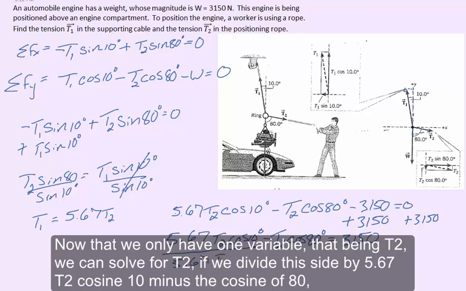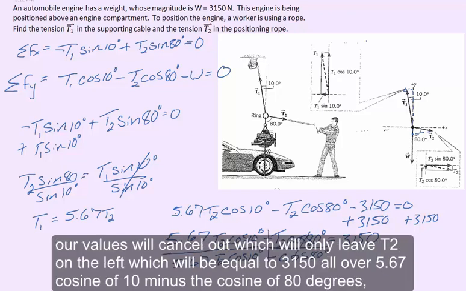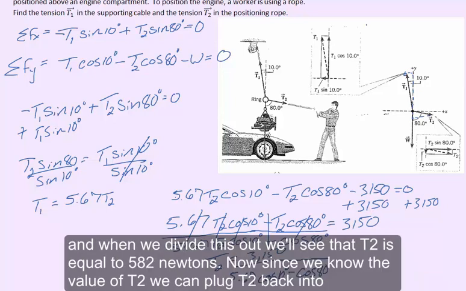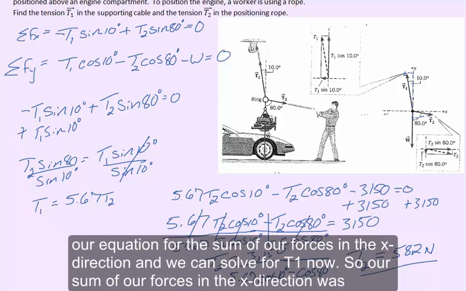5.67 T2 cosine 10 minus the cosine of 80, our values will cancel out, which will only leave T2 on the left, which will be equal to 3,150 all over 5.67 cosine of 10 minus the cosine of 80 degrees. And when we divide this out, we'll see that T2 is equal to 582 newtons.